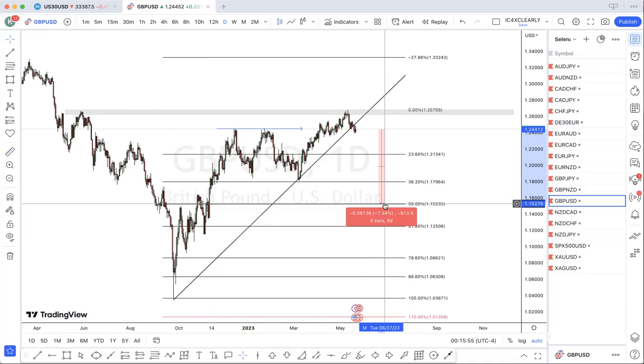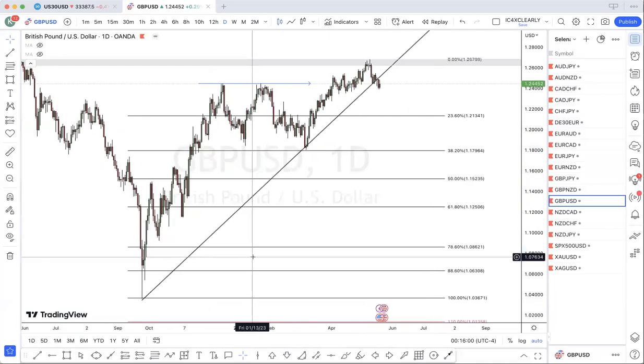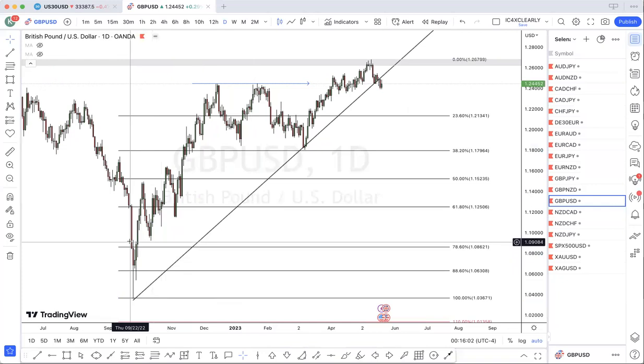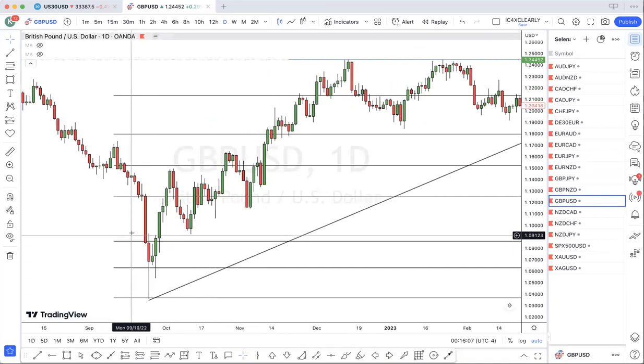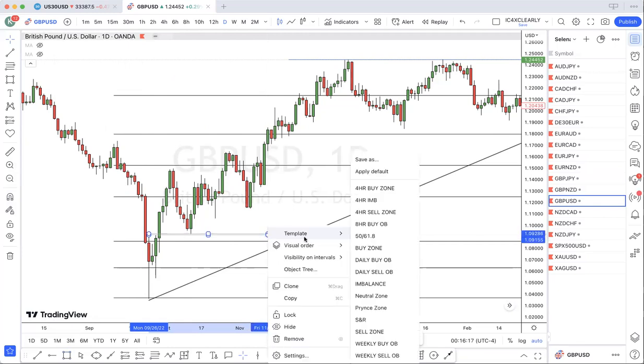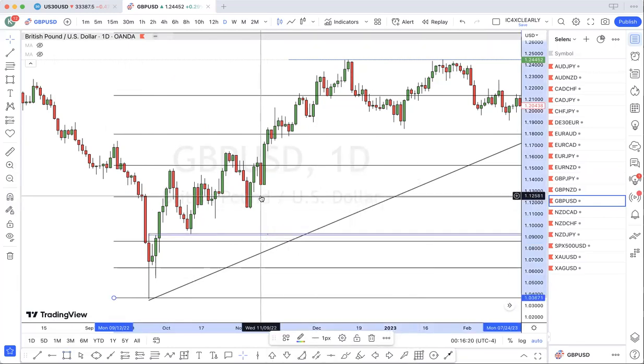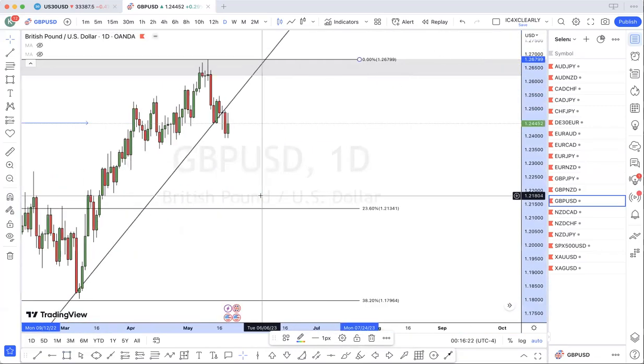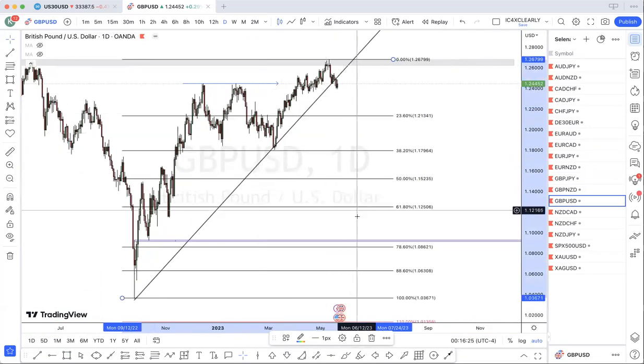For a little bit. Now, if price decides to come down to the 78, that would be even better. There is a tiny imbalance down here, a very tiny imbalance down here on the daily. So I would not be surprised if price pulled to this imbalance and then continued buying back up.